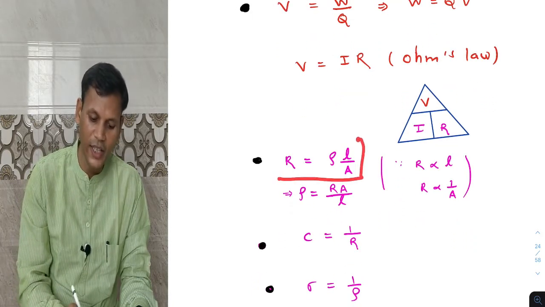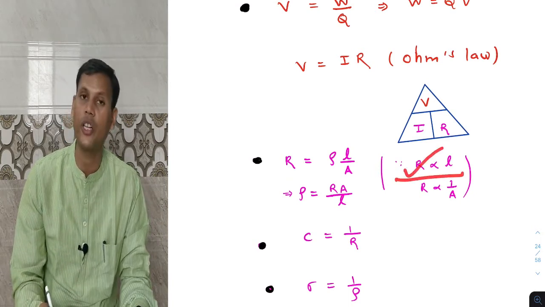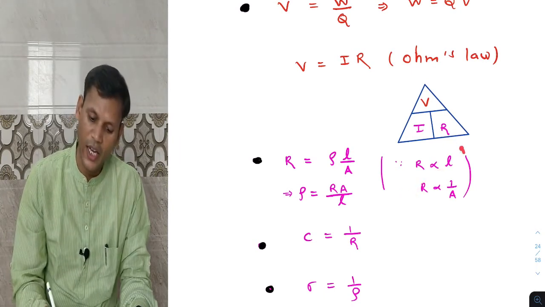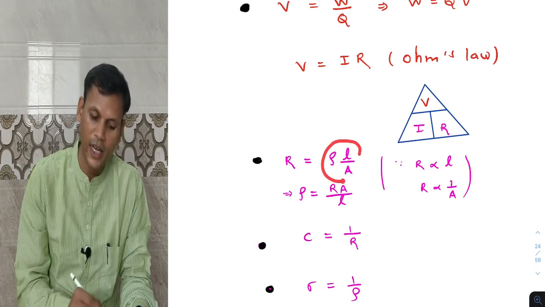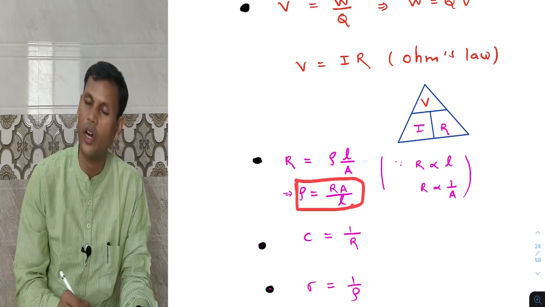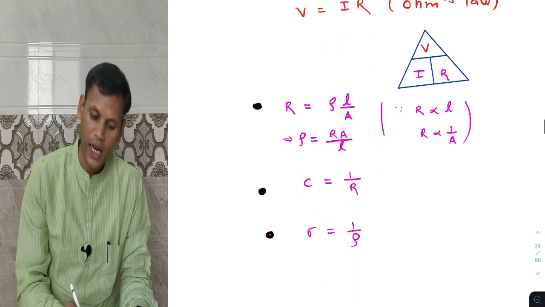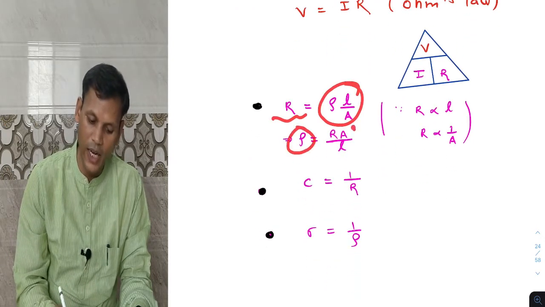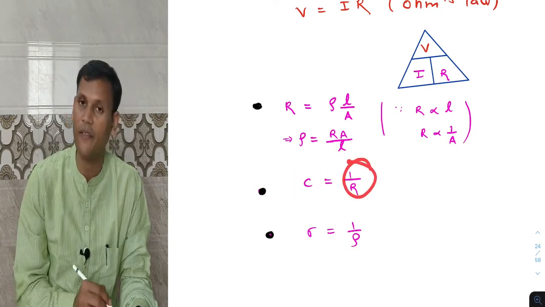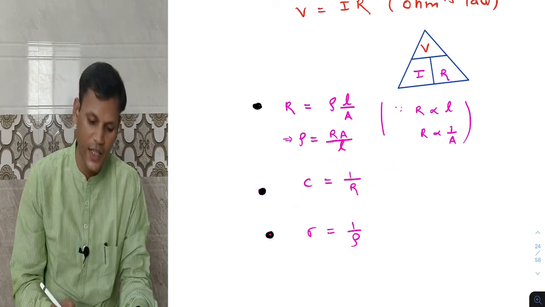Next is the formula for specific resistance or resistivity. We know resistance is directly proportional to length and inversely proportional to the area of cross section. Combining these two, we get R equals rho L by A, where rho is called the resistivity or specific resistance. So rho will be RA by L. Now, conductance is defined as the reciprocal of resistance. So C is 1 by R, where C is conductance and R is the resistance.